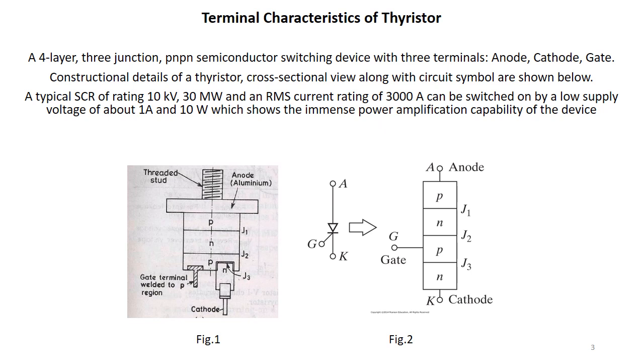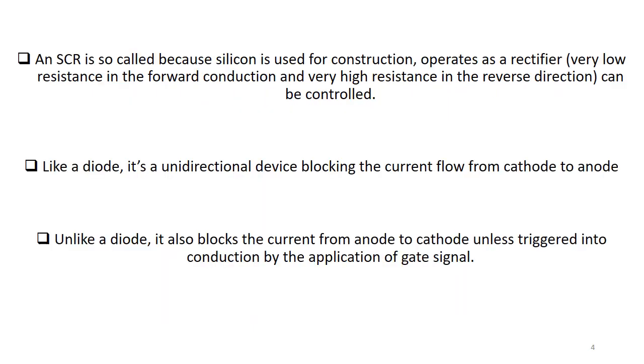A thyristor is called SCR, which means silicon control rectifier, because silicon is used for its construction, and it operates as a rectifier, which means very low resistance is offered in the forward conduction mode and very high resistance in the reverse conduction mode, and it can be controlled. Like a diode, it is a unidirectional device, which means it blocks the current flow from cathode to anode. And unlike a diode, it also blocks the current from anode to cathode unless triggered by the application of the gate signal.